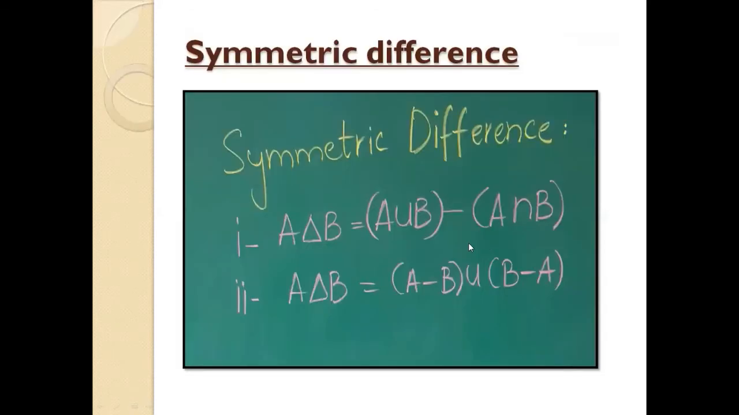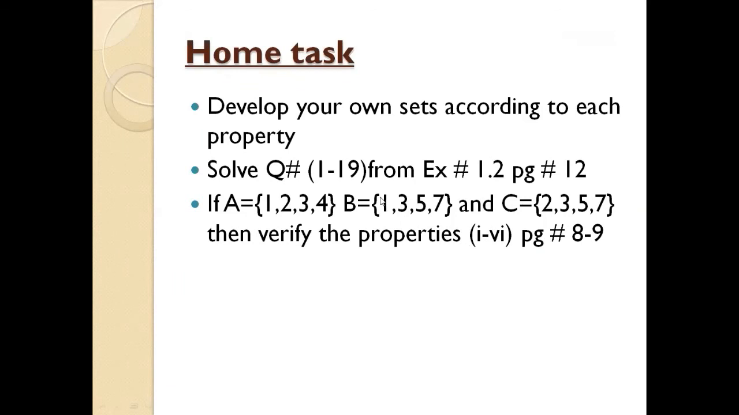Now I will explain to you the home task. First you have to develop one example of disjoint sets, one example of overlapping sets, one example of subset and superset, and one example of equivalent sets. That is clear. Now solve questions number 1 to 19 from exercise 1.2, page number 12. Here there is no need to draw a Venn diagram. You just have to solve the questions.